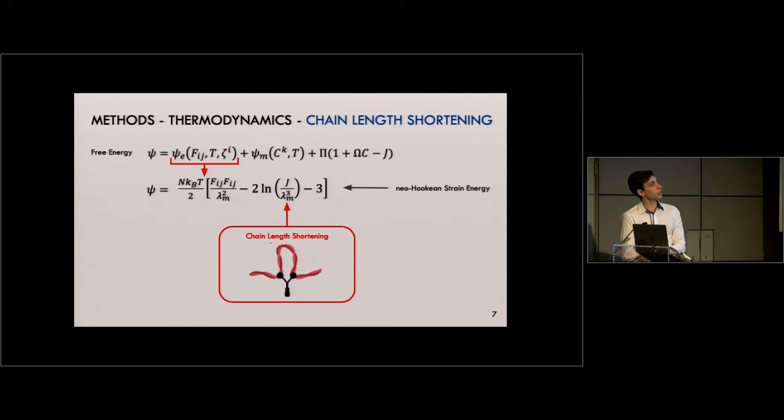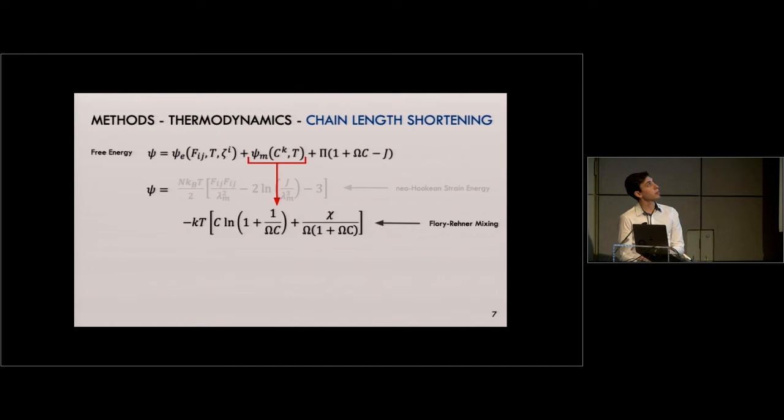So the elastic free energy has the following form, Neo-Hookean strain energy, and we introduced this lambda m parameter, which represents chain shortening. So this is just the ratio of monomers in the normal chain to the contracted chain. So a smaller value of lambda m means a smaller chain. We then represent the mixing energy as Flory-Rehner, and these two terms represent the entropic and enthalpic contributions to the free energy for mixing the solvent and the chains.